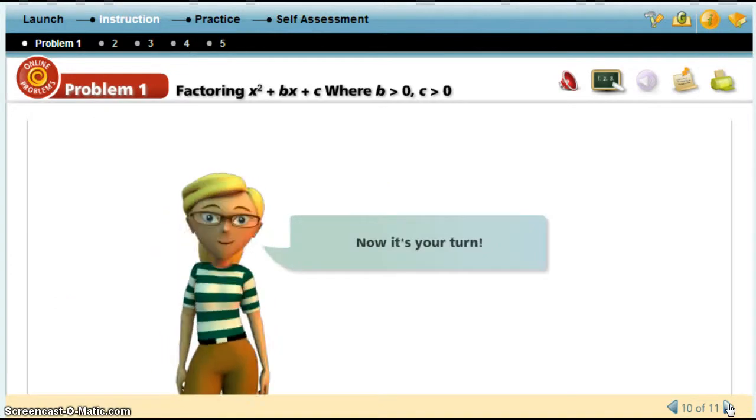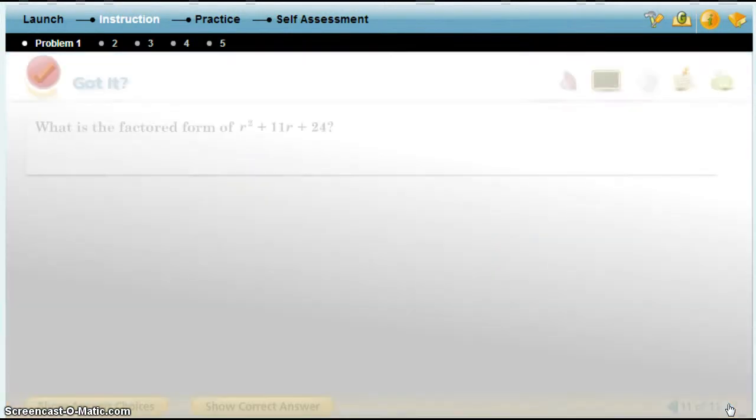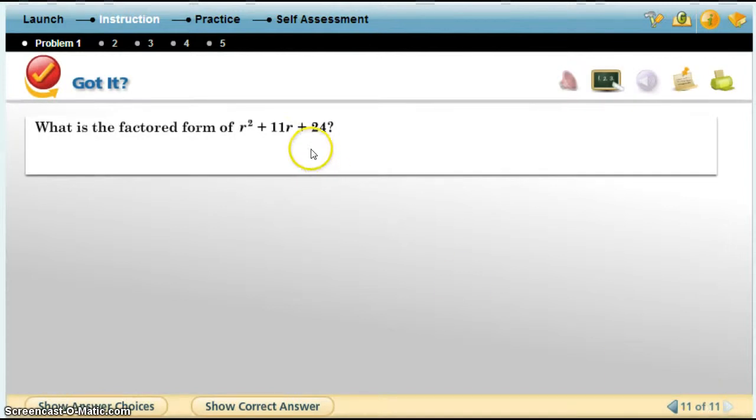Now it's your turn. Alright, so I want you to try this one. I want you to list all the factors of 24 and then out beside those factors, list what their sums are and find the one pair that will equal 11. So that's what you need in the middle. Now, I'm not going to put the answer choices up there because I don't want you to be using the FOIL method for all the answer choices and finding the one that works. I want you to actually factor this out.